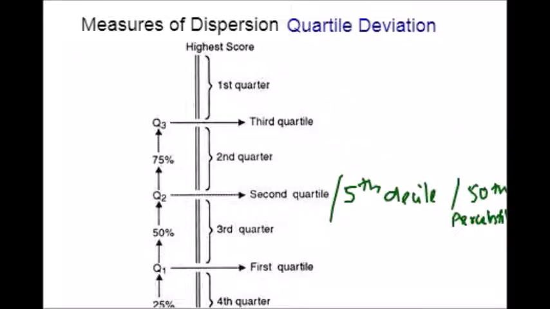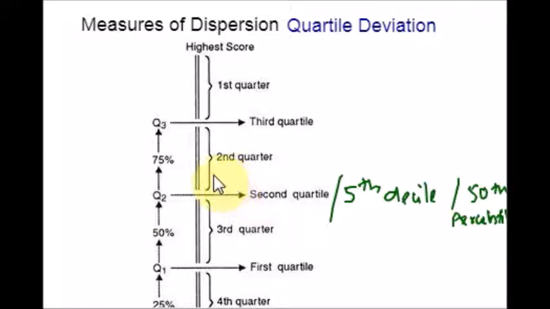A student must clearly distinguish between a quarter and a quartile. A quarter is a range, but a quartile is a point on the scale. Quarters are numbered from top to bottom, or from the highest score to the lowest score. But quartiles are numbered from the bottom to the top. So this is all about quarters and quartiles.